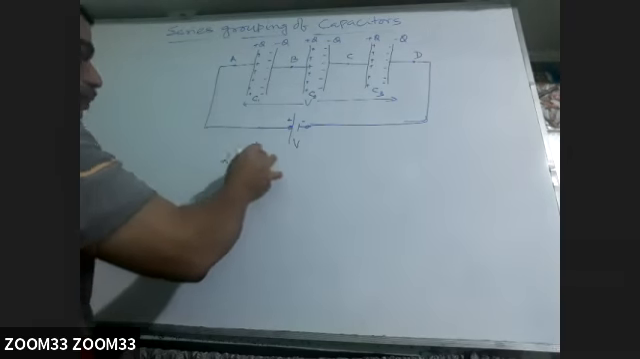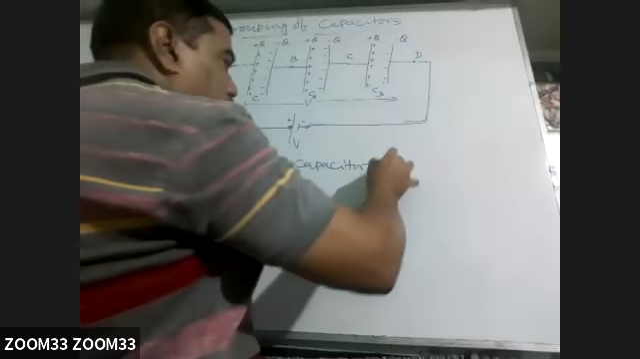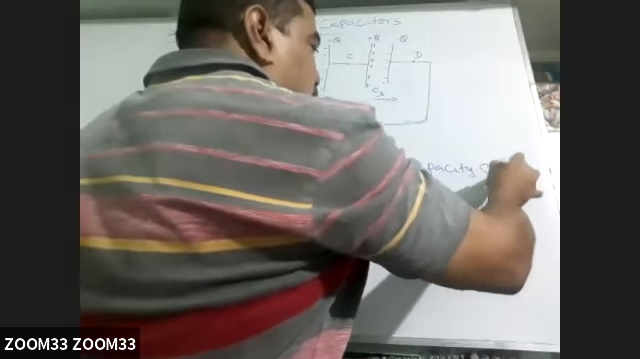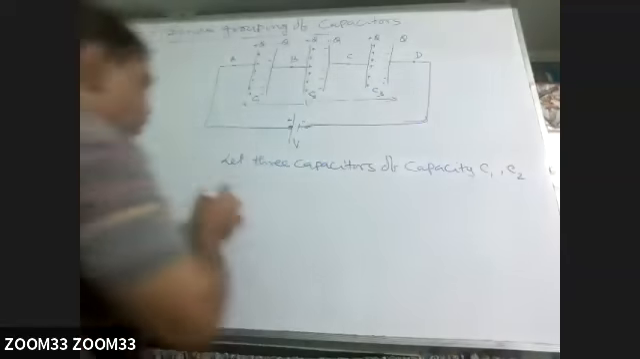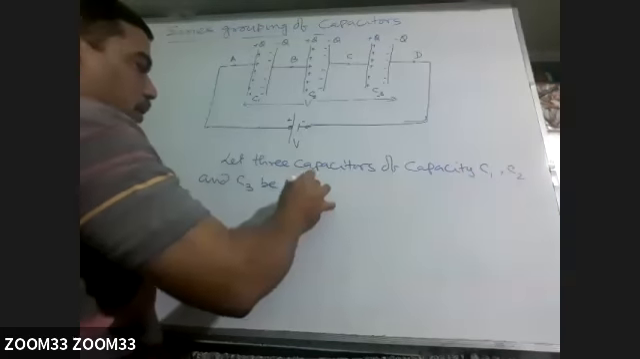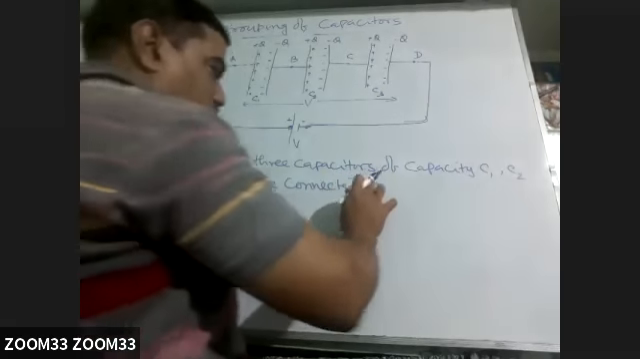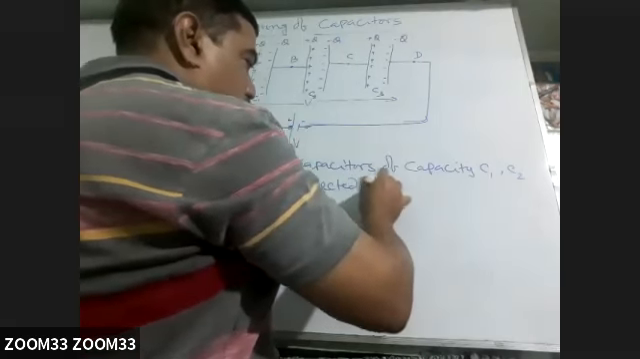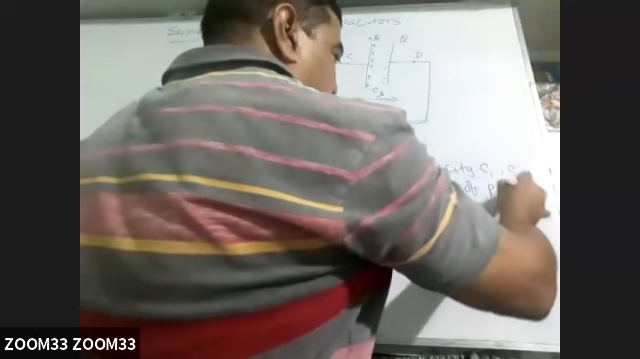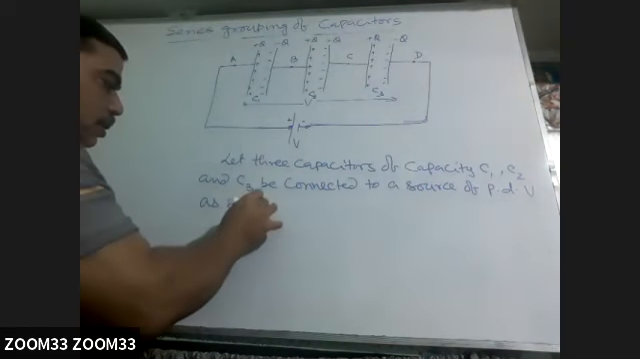So let 3 capacitors of capacity C1, C2, and C3 be connected to a source of potential difference V as shown in the figure.